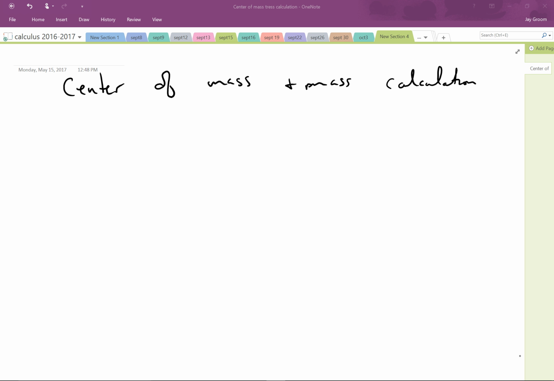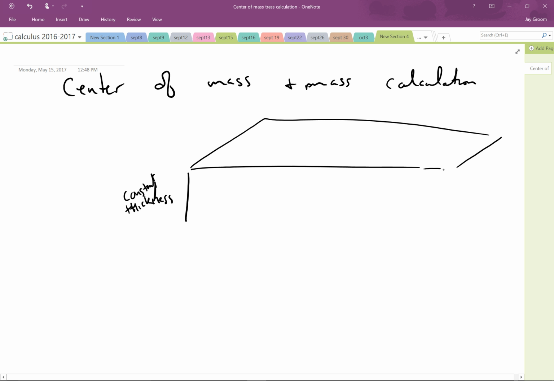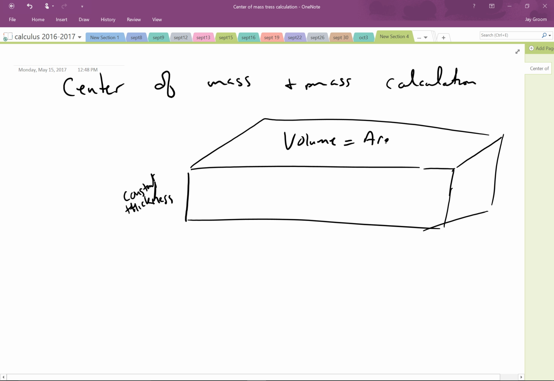All right, so what if I told you I had a piece of plywood? Let's just say it's a piece of plywood, with a uniform, constant thickness. Is it cardboard? It doesn't matter. It's just a constant thickness. Just relax. So the volume of this would be its area times this constant thickness.